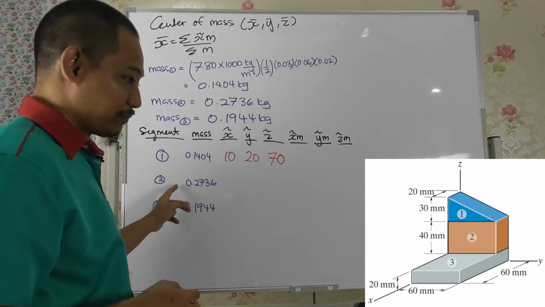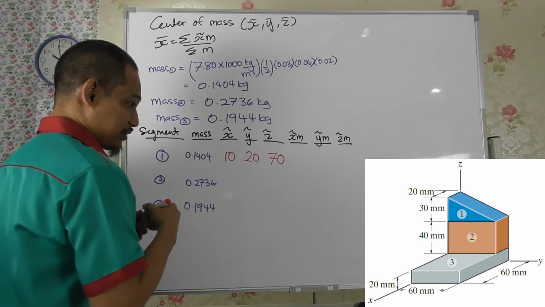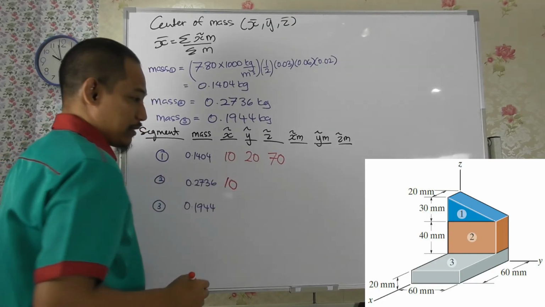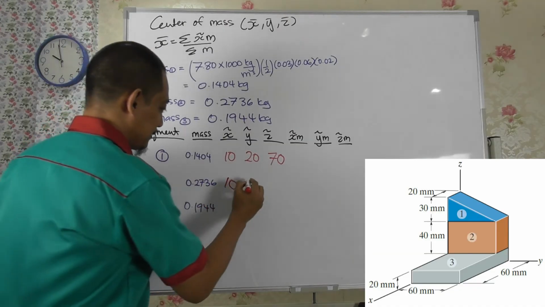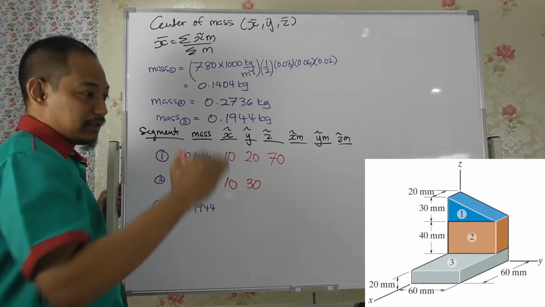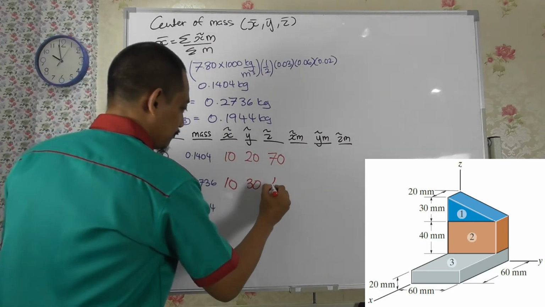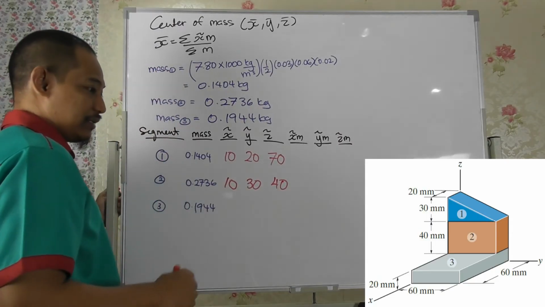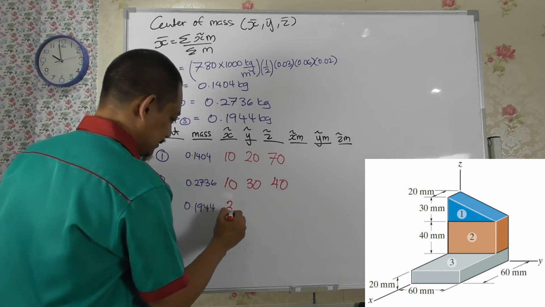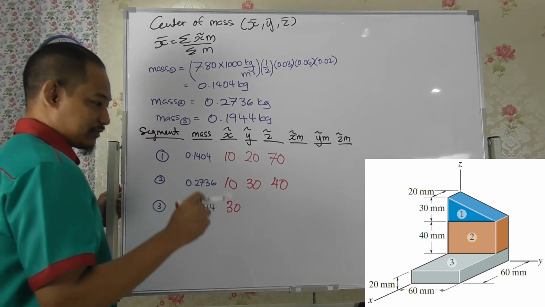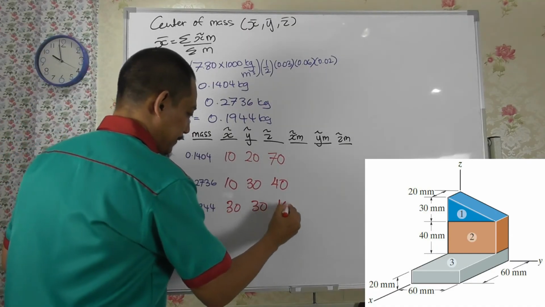Right, what about block number 2 here? The X coordinate is still the thickness there, so it should be 10. Y is in the middle, so middle of 60 is 30. Z, middle of 40 is 20, but you have to add another 20 down there, so it becomes 40. For the bottom block there, X will be at the middle of 60, which is 30. Y, middle of 60 is 30 as well. Z, middle of 20 is 10.